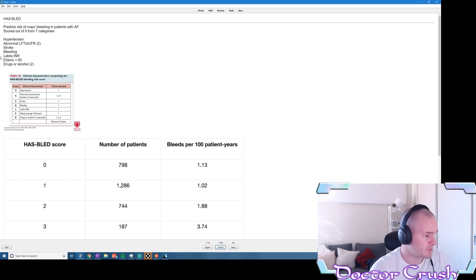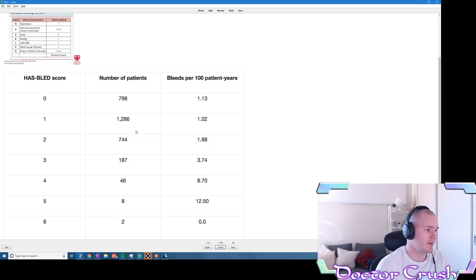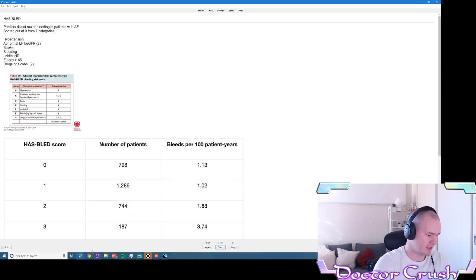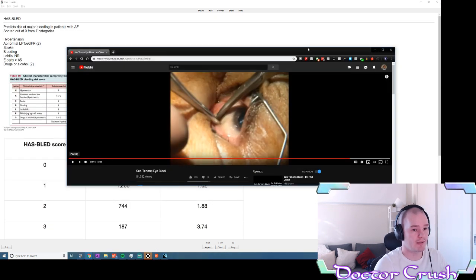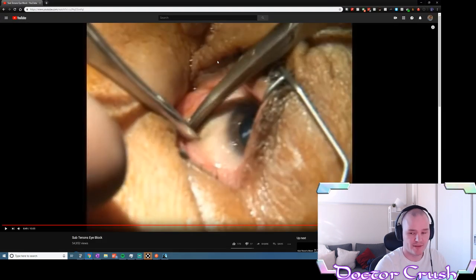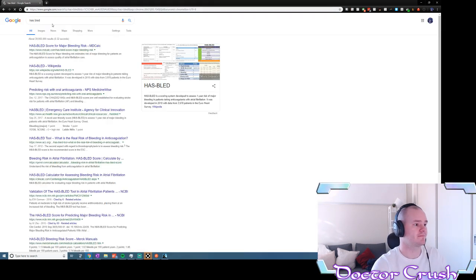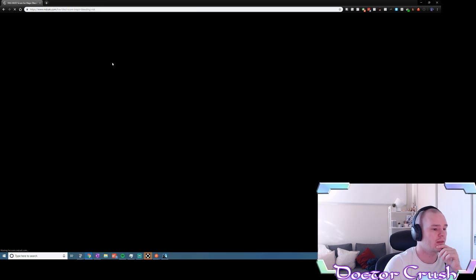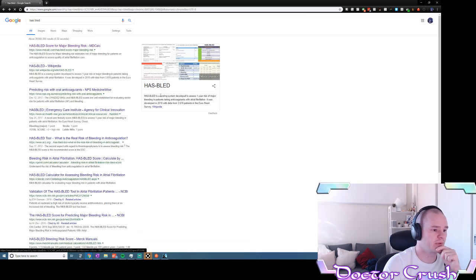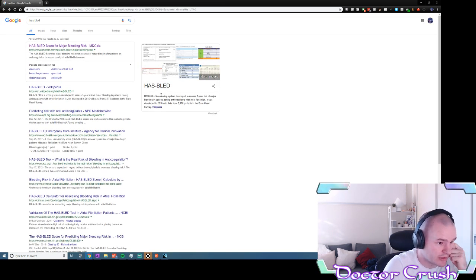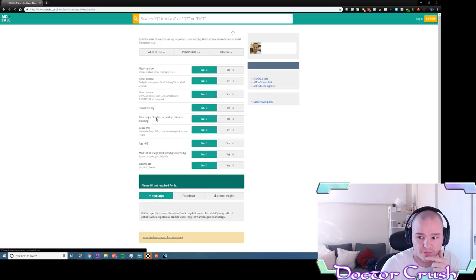All right, so HAS-BLED. Let's look this up. Geez, that looks like a scene out of Saw, doesn't it? That guy's eyeball. That is a scoring system. Assess the 1 year risk of major bleeding in patients on anticoagulants. I thought they had to be on anticoagulants.